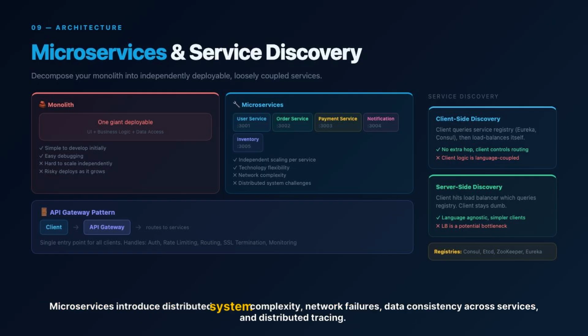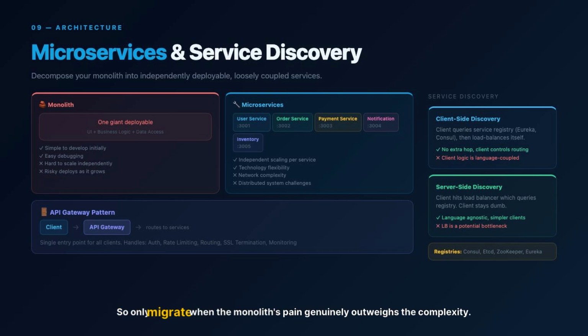Microservices introduce distributed system complexity, network failures, data consistency across services, and distributed tracing. So only migrate when the monolith's pain genuinely outweighs the complexity.